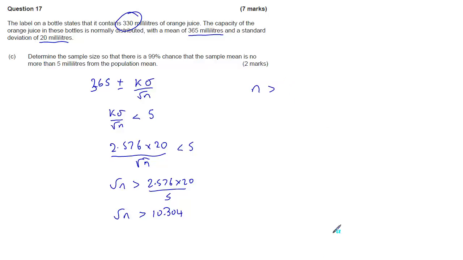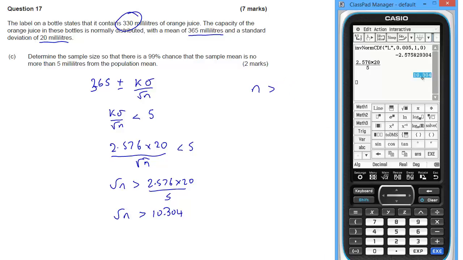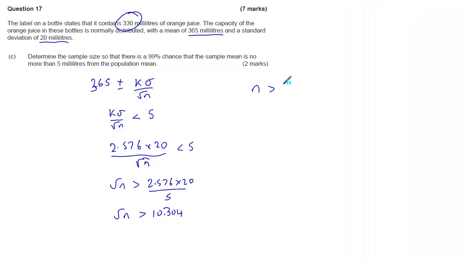So n needs to be more than this last answer squared, 106 point something. N has to be a whole number, so we'll say n equals 107.